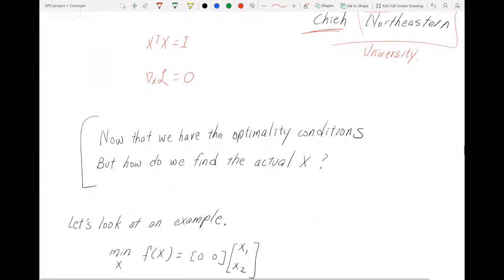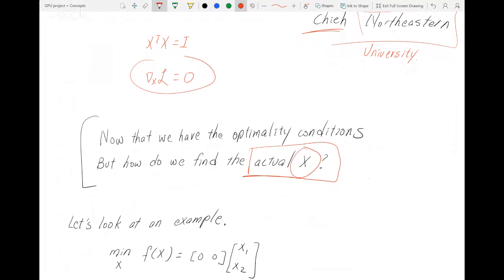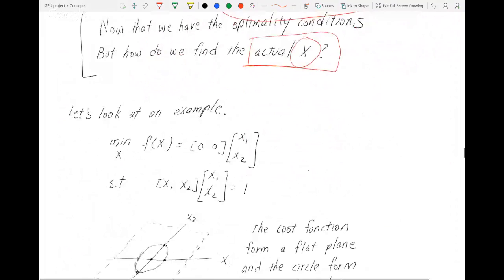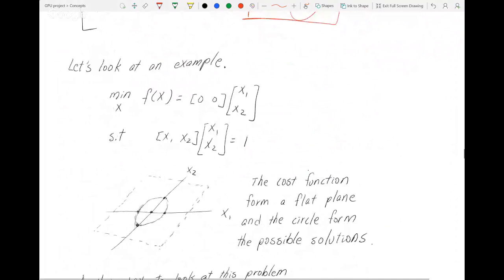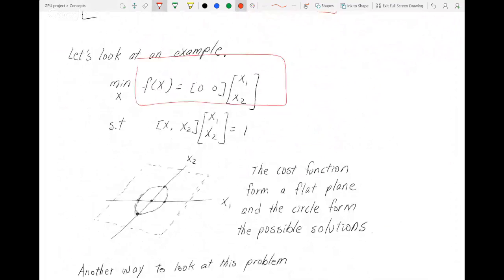Well, so now that we have these optimality conditions, I want to move on to actually how to find the solution of X. Now, just as a reminder, the problem is f of x. We're trying to minimize some function subject to the constraint that x transpose x must equal the identity. So that's the problem we're trying to solve. So let's look at a very simple example. This is a very simple example because f of x is essentially equal to 0, right? 0, 0 here. That's 0.